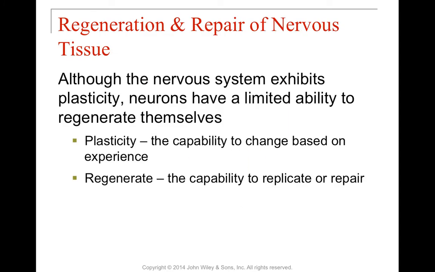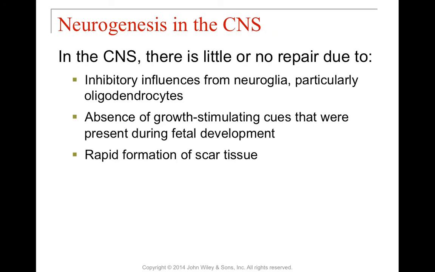All right. So let's talk about regeneration and repair. Nervous tissue is notoriously difficult to repair. Although it does have a little bit of plasticity, they have a very limited effect. Neurons have a very limited ability to regenerate themselves, regeneration being defined as the ability to replicate or repair. So although they have what's called plasticity, which is the capability of change, they have very little regenerative capacity.